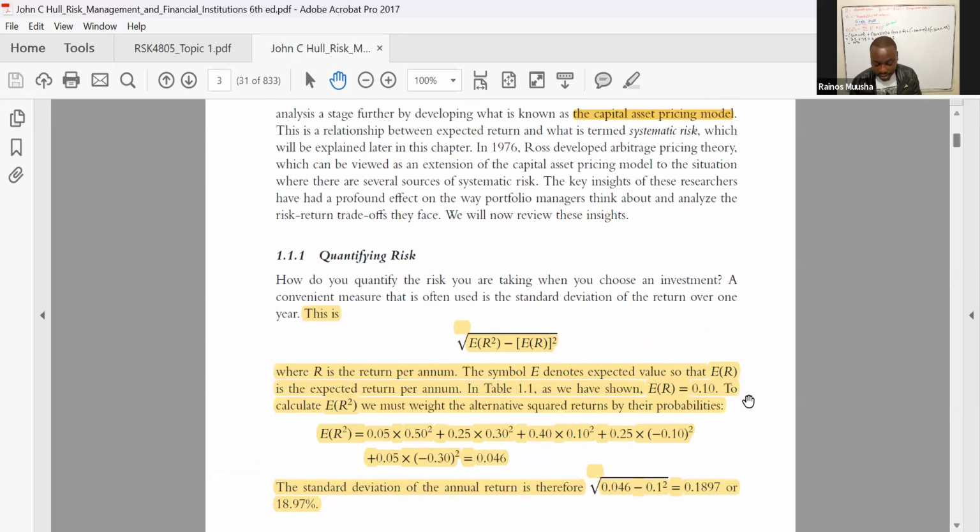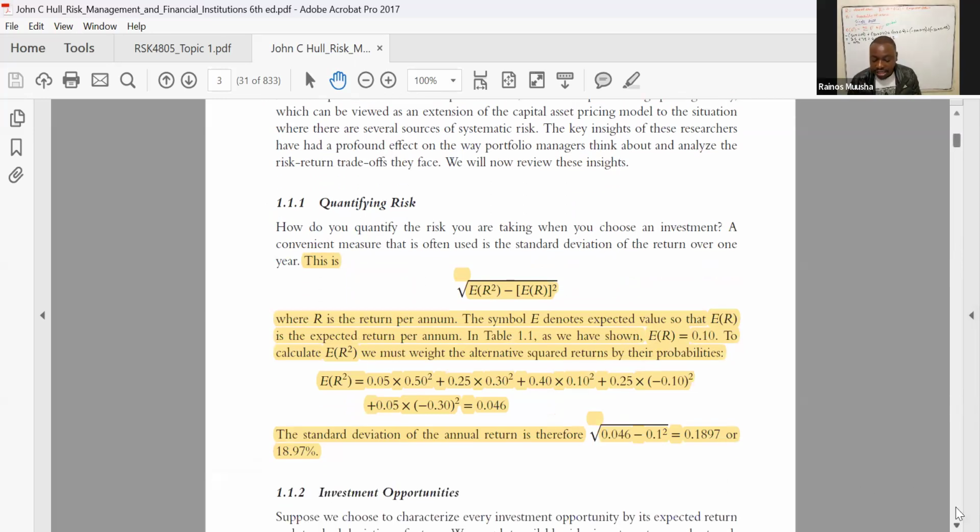And here they say when you're quantifying risk, this is where you're looking at calculation of the standard deviation. So the quantification of risk is where you're looking at the calculation of the standard deviation. So there is a formula that they use in this case, where you look at calculation of the standard deviation.